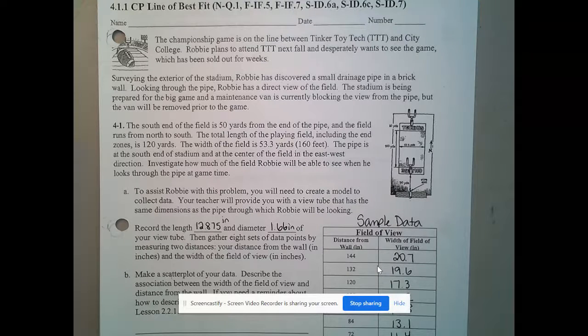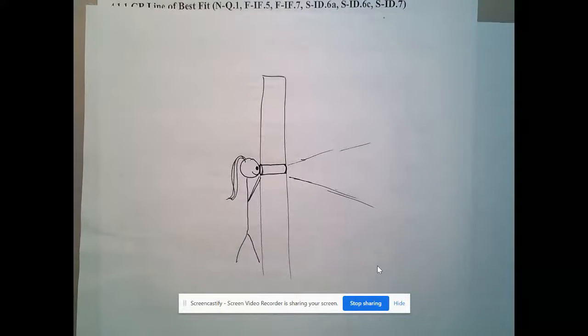the game. So first, we will collect some data. And normally what we would do in the classroom is we would have you stand in front of a wall holding what is simulating a pipe. So think about holding a paper towel tube. And you would be simulating a person looking through the brick wall and having a field of view that gets wider and wider as it gets further away from the wall. Clearly, this is a wonderful diagram of me looking through the pipe at the field. I know. Don't be jealous of my artistic skills.